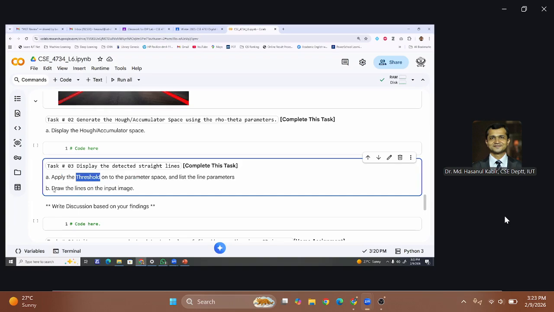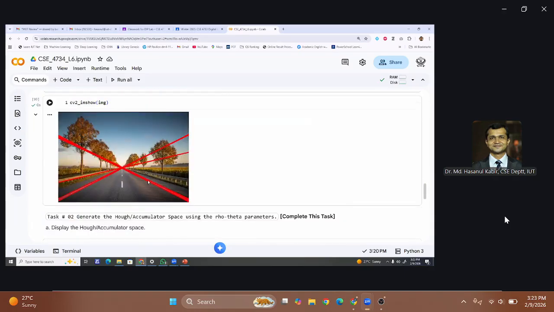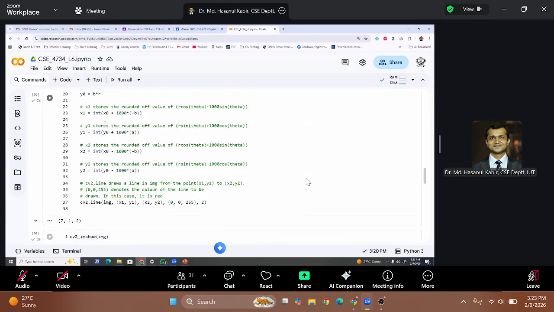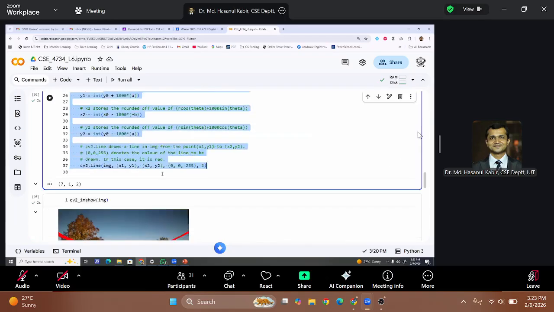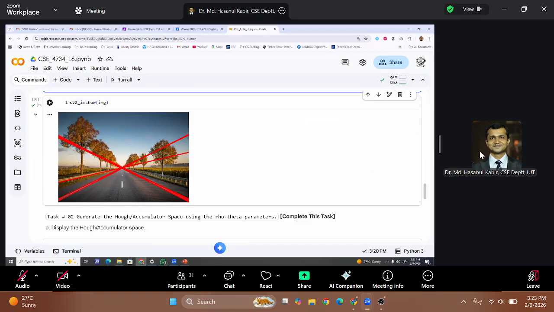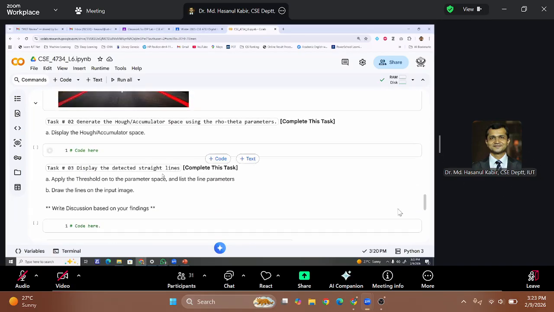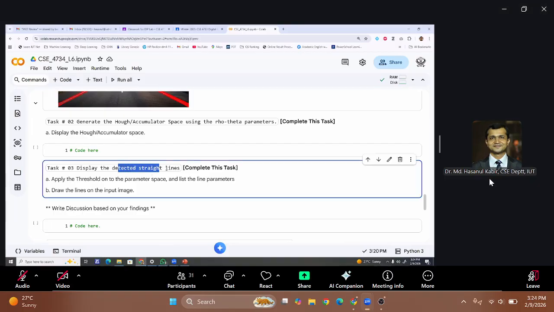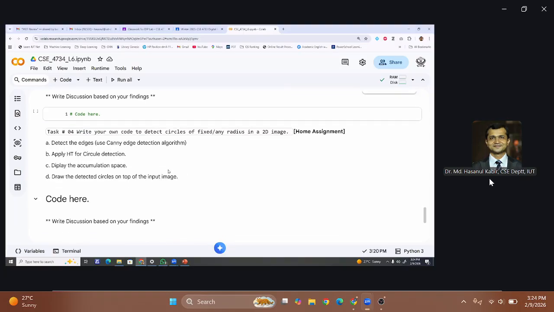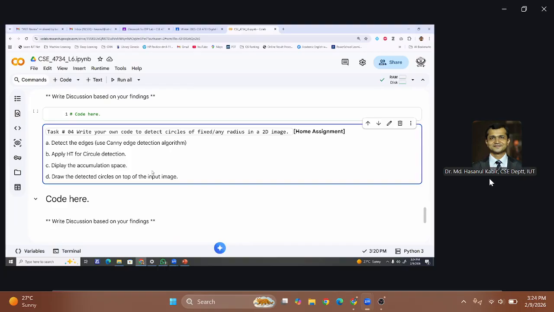And then for all those sets of parameters, you have to draw the line on top of the image that you can see here. So this one is done with this code. You can take help from this code, or you can draw it by yourself. It's up to you. So is today's task clear? That means you have to implement the Hough transform algorithm by yourself for straight lines. Once you do this, there is also a home assignment. In this home assignment, you have to apply the Hough transform algorithm for circle detection. Okay.